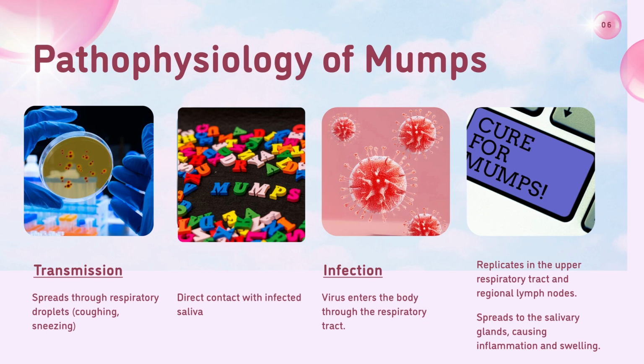Now, mumps is a viral illness that mainly affects the salivary glands, especially the parotid glands near your ears. Mumps is so contagious that before vaccines, nearly everyone would get it by the time they were teenagers.